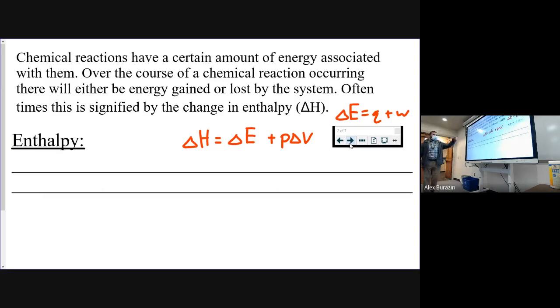All right. I left those two equations up there for a reason, because I'm just going to use them to explain something. Chemical reactions have a certain amount of energy associated with them. Over the course of a chemical reaction, you will either gain or lose energy. Often this is signified or shown by the change in enthalpy. Enthalpy, for our purposes, is what? What have I said that enthalpy is, time and time again? Heat. And I'm not changing that. Okay, that's my one-word definition. Do you see the word enthalpy? You think heat. Now, let me explain why I can say that.